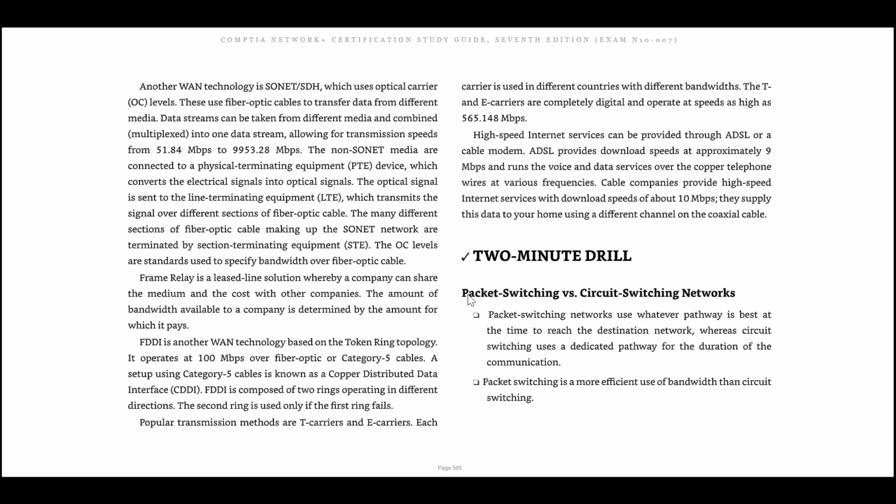And then packet switching is where networks use whatever pathway is best at the time to reach the destination network, where circuit switching is a dedicated pathway for the duration of the communications. So to clarify on circuit switching, it's one established circuit that you use for the duration of the call or the data or whatever you're doing. Whereas with packet switching, every packet takes a different path and it's all assembled at the end.